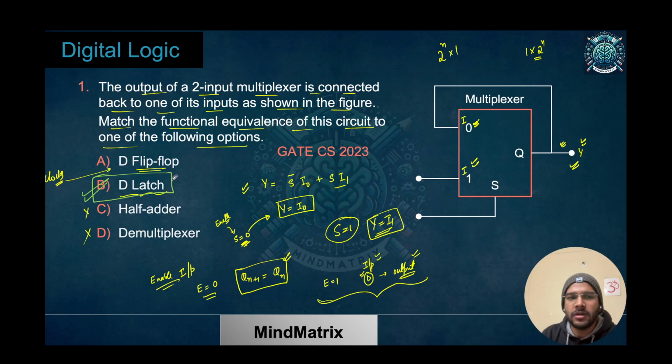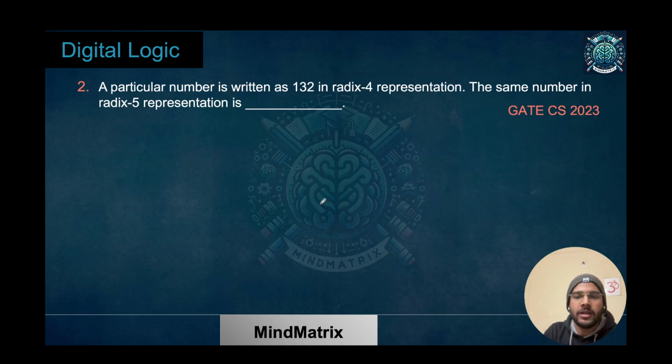Very simple question. A few options you can directly eliminate, and a few options you can find out by writing the characteristic equation of the multiplexer. In this way you can solve this question. So that was quite an easy question. Let's proceed to the next question, which is from number systems.